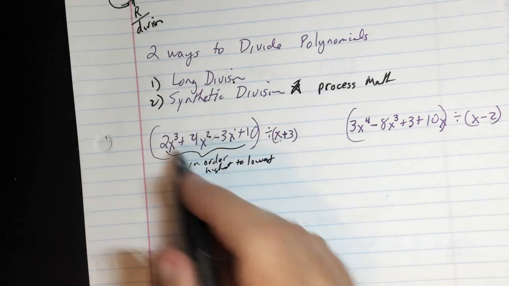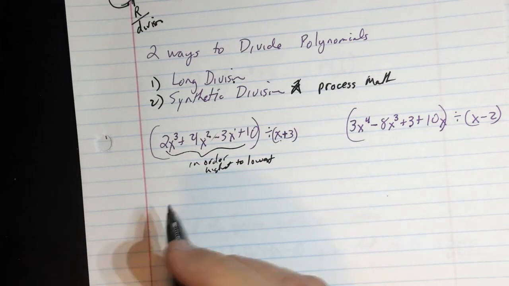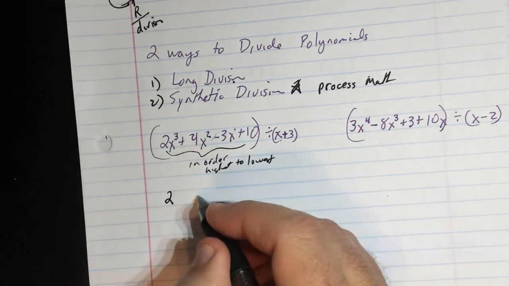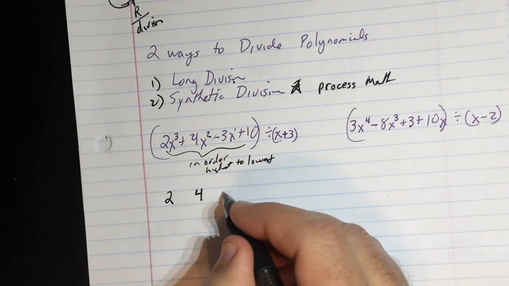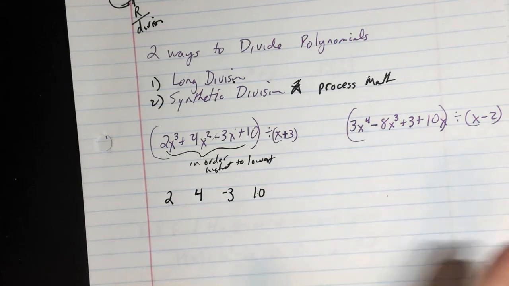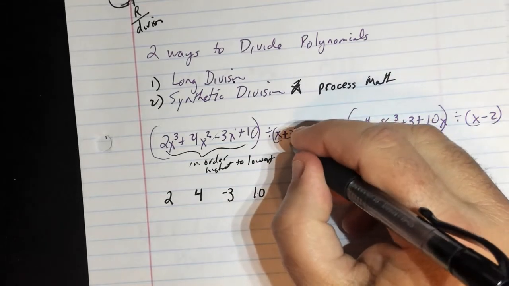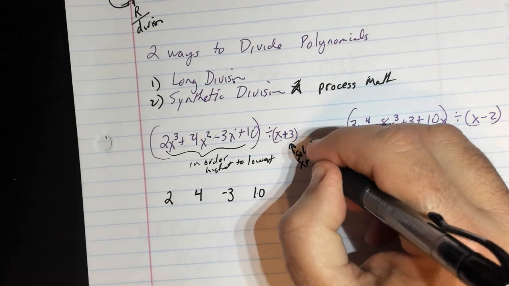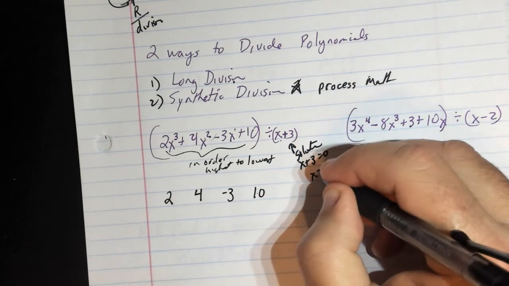So what we're going to do is take each of their coefficients. We're going to take the 2, the 4, the negative 3, and the 10. Remember, this is a process, kind of nothing you've seen before. And we're going to take the solution to x plus 3. Set that equal to 0, we get x is negative 3.